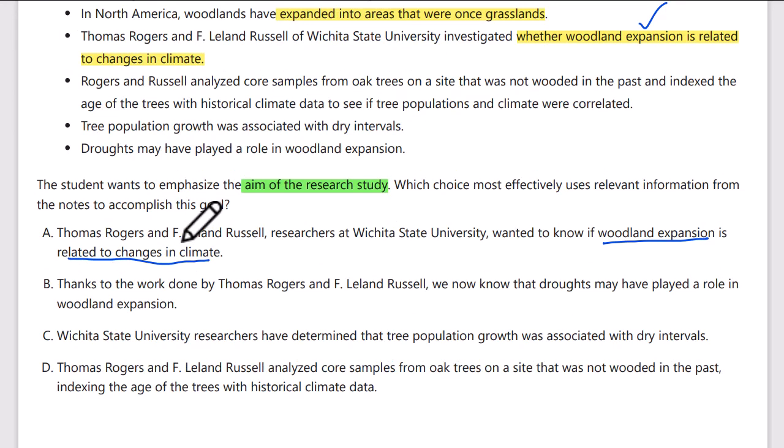Thanks to the work done by Rogers and Russell, we now know that droughts may have played a role in the expansion. No, that's a conclusion, that's a finding. That's one of the points there in the end. Wichita State researchers have determined that tree population was associated with dry intervals. Again, that's a finding. That's kind of down there in the finding section. Rogers and Russell analyzed core samples from oak trees on a site. No, that's method. That's all method right there. They analyze core samples. We just want the aim or the purpose. So the correct answer is A.